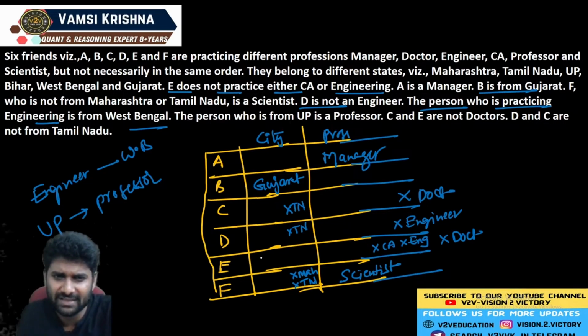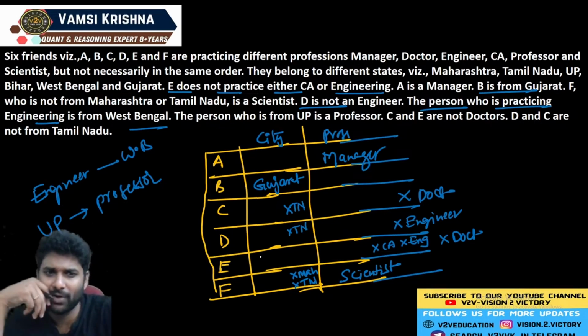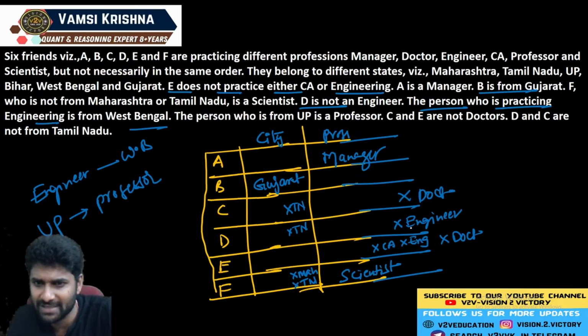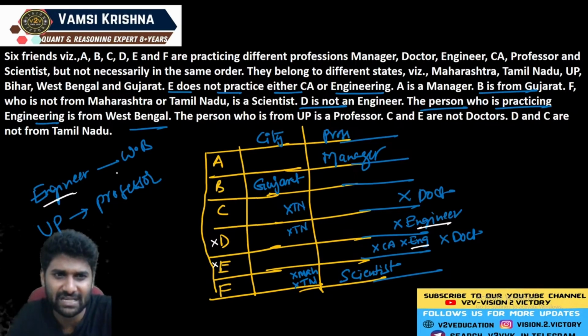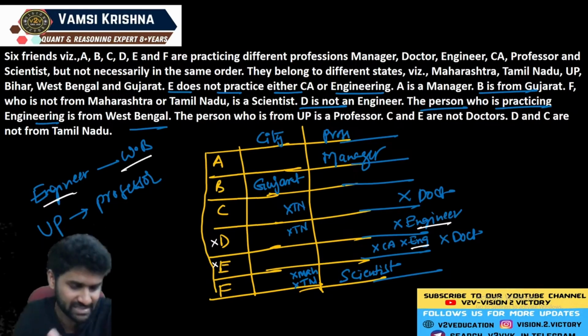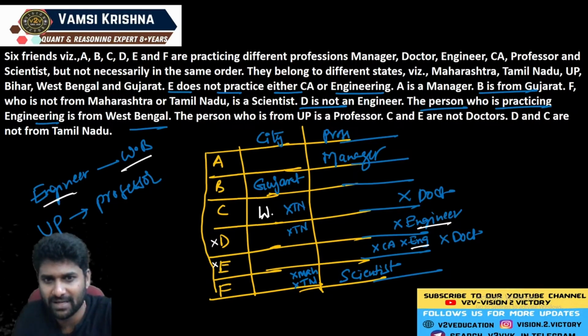Guys, check it out. Tamil Nadu can be either A or E. What is the profession of Tamil Nadu? We are not sure. West Bengal is an engineer, and you can't place engineer in D or in E, because they already mentioned that. You can't place engineer in B and A either, because the engineer is from West Bengal. We can conclude that person C is from West Bengal and the profession is engineer.